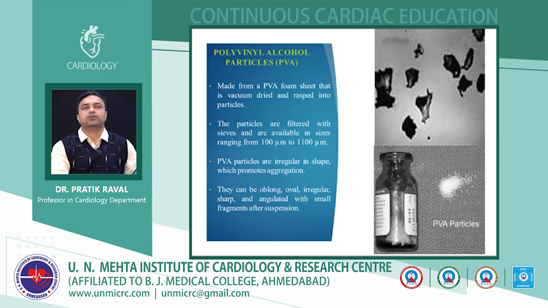Another particles are PVA particles. They are made from the PVA foam sheets that are vacuum dried and rasped into particles. These particles are then filtered through various increasing sizes of sieves, and they are available from 100 micron to 1100 micron sizes. These particles are very irregular in shape, which promotes prompt aggregation. The various shapes are oblong, oval, irregular, and they are also angulated with small fragments once they are suspended in the contrast.